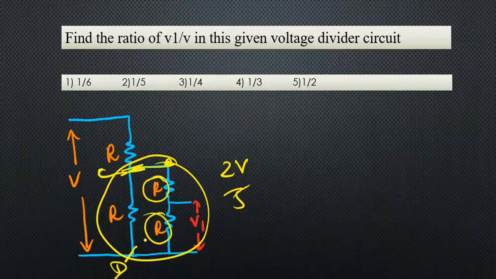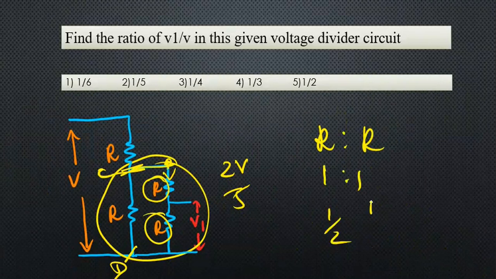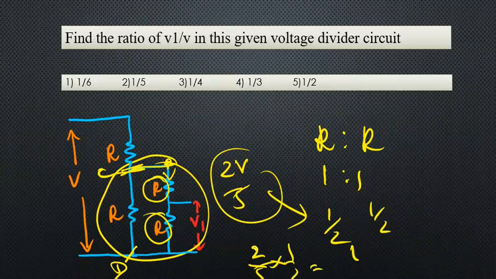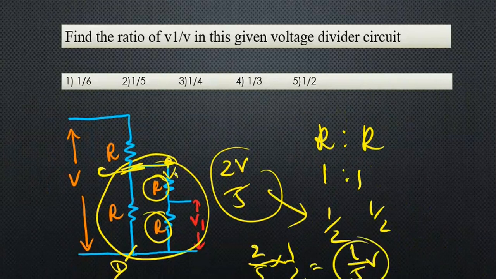Now you can see these two resistors are in series, so we can apply the resistor ratio method again. R is to R, a 1 is to 1 ratio. So it is half and half, that means half of this value. 2 over 5 into 1 over 2, you get 1 over 5 V for each resistor. V over 5, V over 5. So you can see V1 is V over 5.